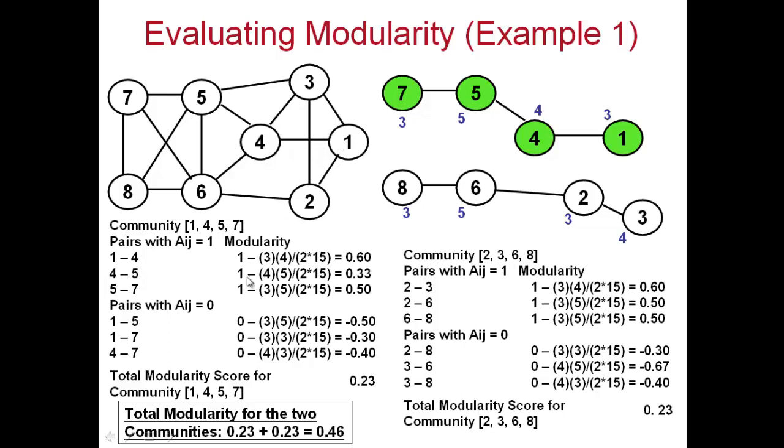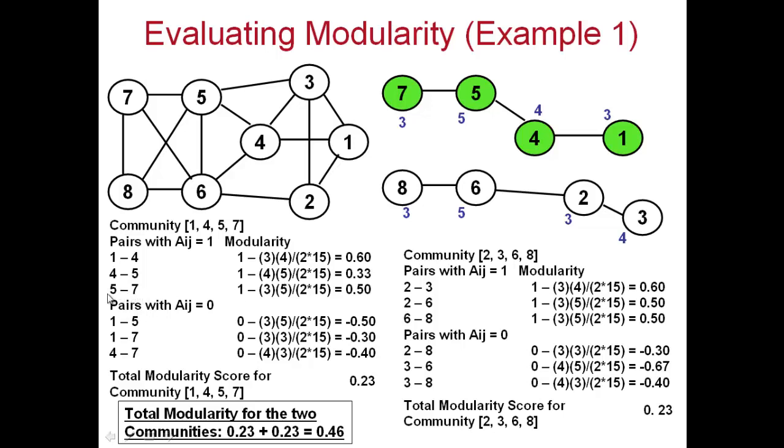So it is 1 minus the product of the degrees. For 4 and 5, the degrees are 4 and 5, so 4 times 5 divided by 2 times the number of edges. The denominator is always the same, 2 times the number of edges. The numerator is what varies in the second term, depending on the degrees of the 2 vertices that are part of the calculation.